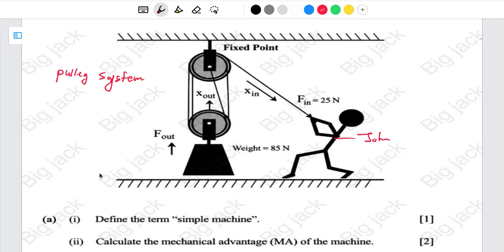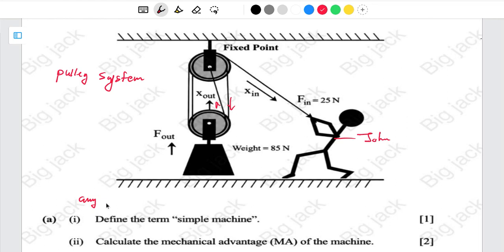A simple machine is any device that changes the direction of a force or the magnitude of a force, making it easy to do work. By changing the direction, as you can see here, we have wheels. As Johnny is pulling the loop, the direction of the force keeps on changing. Like when he's pulling this side, maybe the loop is going down and then this one is going up, and like that. In that way, Johnny will be able to lift this load weighing 85 newtons.